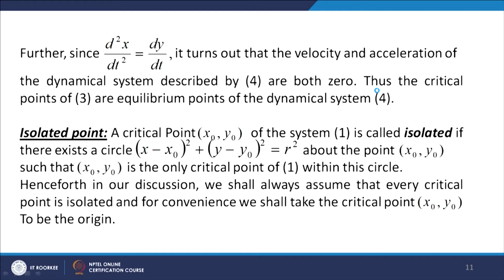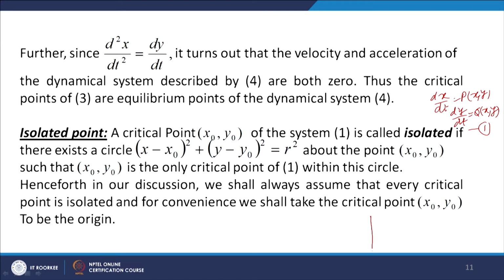Now, let us define an isolated critical point x naught y naught of the system 1, that is dx/dt equal to p(x,y), dy/dt equal to q(x,y). This is our system 1. So, a critical point (x0, y0) of the system 1 is called isolated if we can find a circle with center at the point (x0, y0) of some positive radius r such that (x0, y0) is the only critical point within this circle.